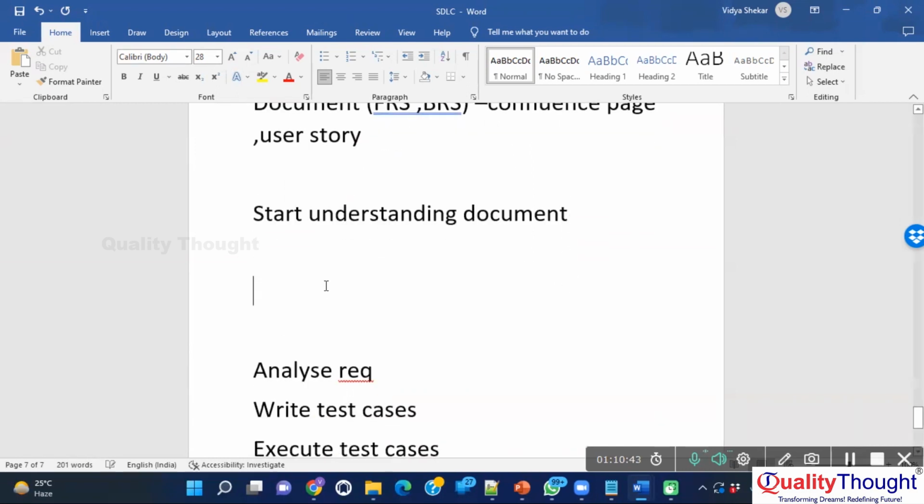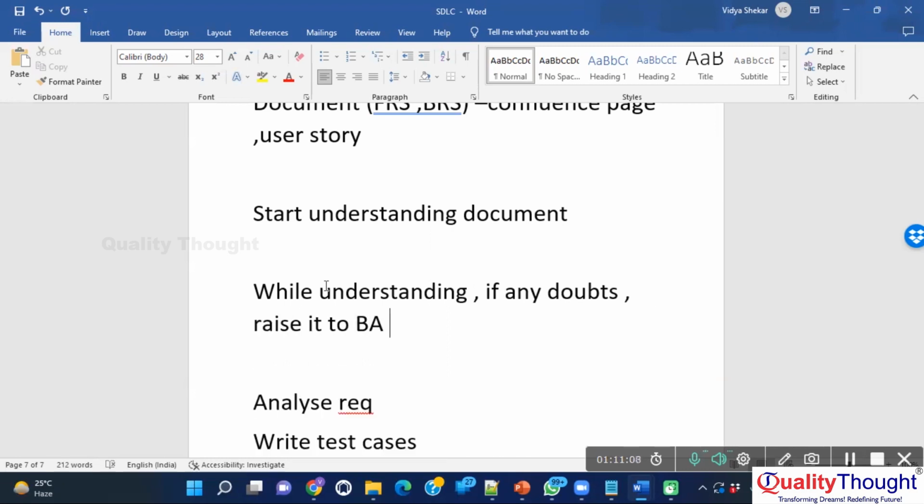While understanding a document, you will get some doubts, or not? Yes or no? Everything will be clear? No, right? While understanding, if any doubts, then you have to raise it to the BA.